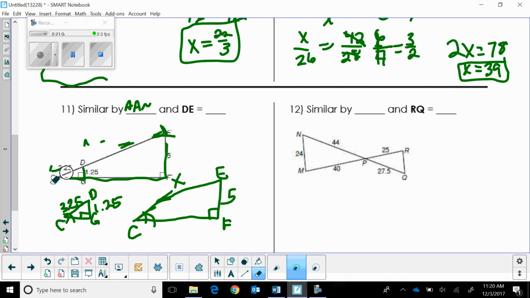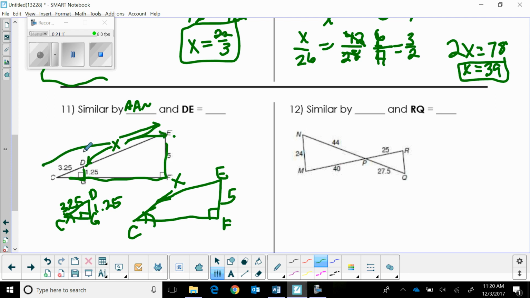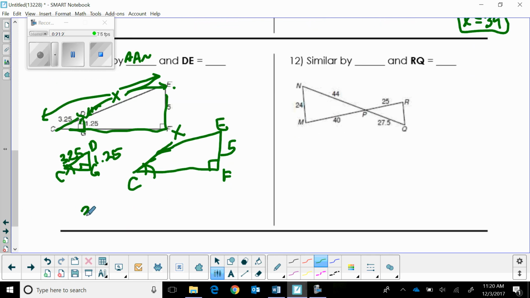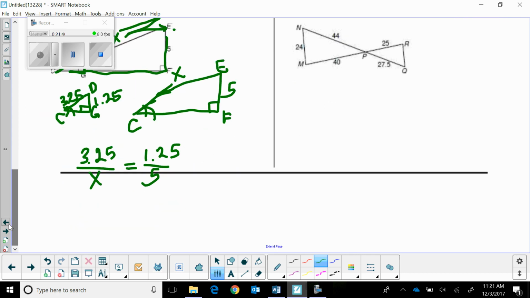So let me erase some of this. I've got too many marks on here. What we really need is this segment right here, right? This segment. But in order to find that, I'm going to call the entire thing X, solve for X, and then I'm going to have to go back and subtract to find the length of DE. So let's set up our proportions. 3.25 is to X as 1.25 is to 5. Now let's cross multiply.